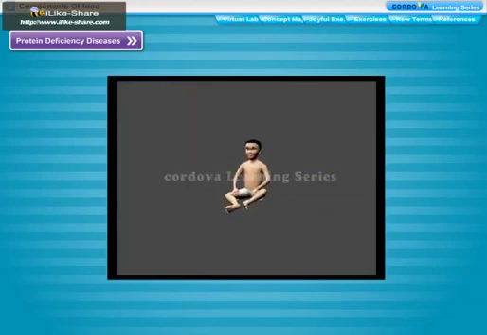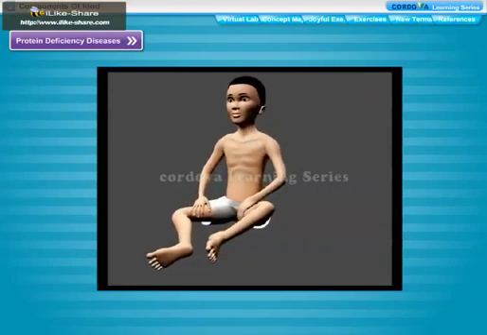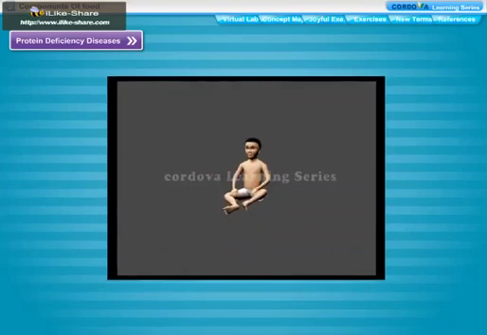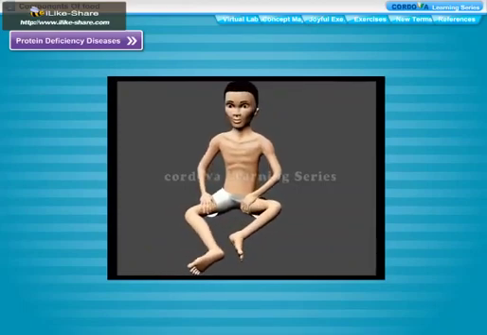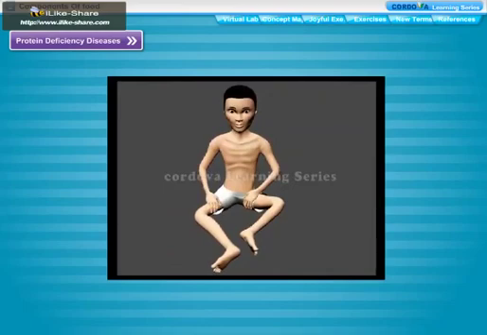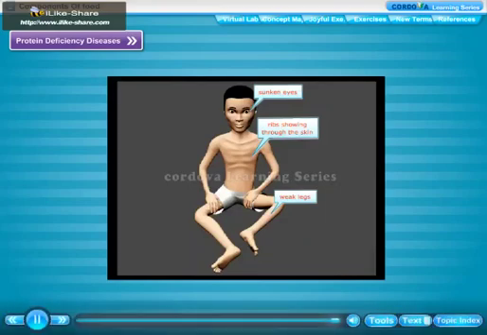Marasmus. It occurs due to severe deficiency of proteins, carbohydrates and fats in the diet of children. The disease generally affects infants under 1 year of age. Symptoms. It has the following symptoms: body becomes very lean and thin and so weak that the child may not even be able to move. Skin becomes dry, thin and wrinkled and shows loose folds as the layers of fat below the skin disappear. Ribs become very prominent. Sunken eyes. Unable to digest and absorb food and may suffer from diarrhea.